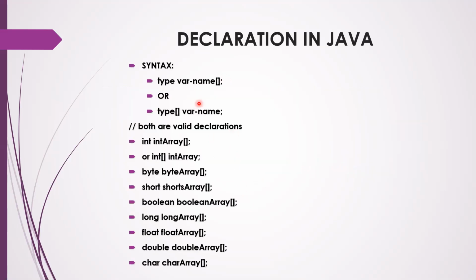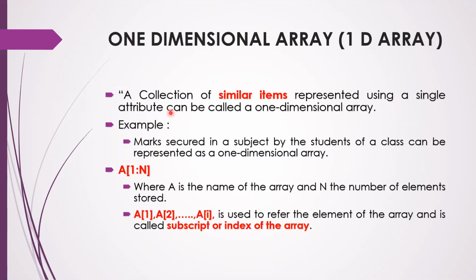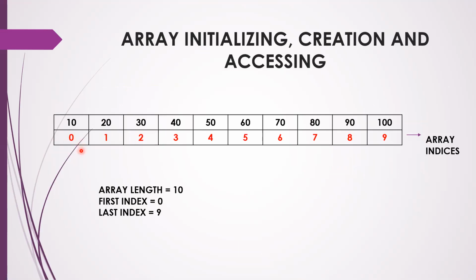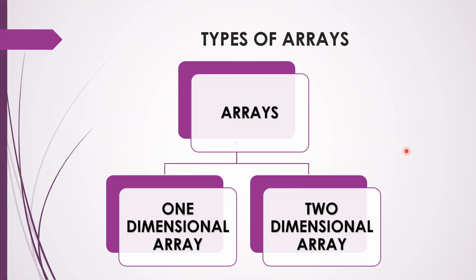So how is it declared in Java? Before that, I'll have a recap once more. An array is used to store homogeneous elements, that is, a similar data type. You can see we have 10 elements here stored in continuous memory locations. This 0 to 9 is the index, that is, the memory location, and the elements inside the memory locations are 10, 20, up to 100. The first index is 0 and the last index is 9. There are two types: one-dimensional array and two-dimensional array.